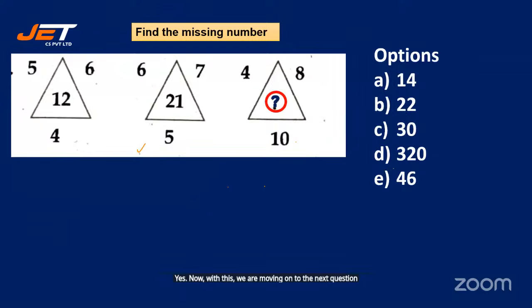We have 5, 6, 12. 5, 6, 4 inside is 12. 6, 7, 5, 20, 21. 8, 4, 10, dash. So now you should find out how you are getting 12. The same strategy you can try for the second, and if it works out, you can apply it for the third. All right. So now let's see how to get 12.